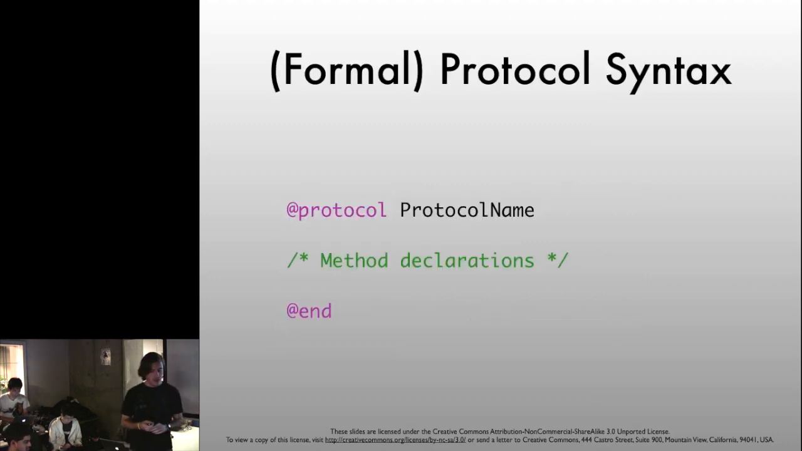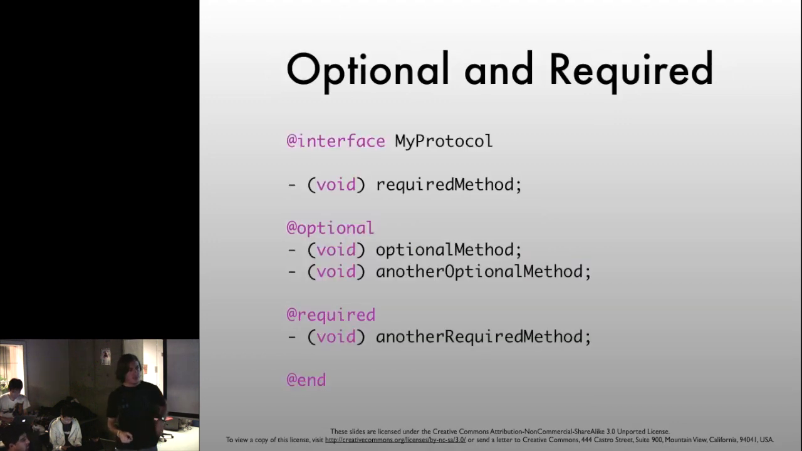So the formal syntax of a protocol is to say @protocol, the name of the protocol, and then a bunch of method declarations and @end. Very simple. If you want to be a bit more fancy, there are two other keywords you can add. There's @optional and @required that will indicate whether or not those methods are required for that protocol. And the way these work is at the @optional line, everything below it is optional until you get to an @required, in which case everything below that is required until you get to an @optional, and so on. Does that make sense? Yeah. By default, they're required, unless you mark them with optional. Good question.